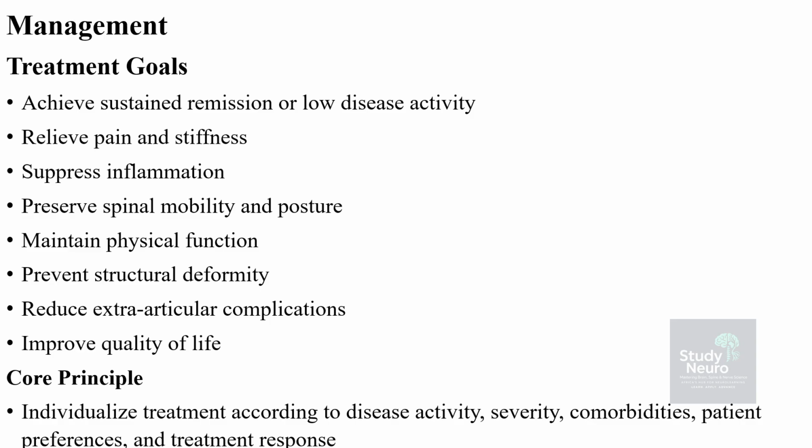The main goal of treatment in ankylosing spondylitis is to control disease activity and maintain the patient's function over time. This means reducing pain and stiffness, controlling inflammation, and preserving spinal movement and posture. Treatment should also help prevent progressive structural damage and deformity, while reducing the impact of complications outside the joints. Quality of life matters. The aim is sustained remission, or, when that is not possible, the lowest practical level of disease activity. Management must be individualized.